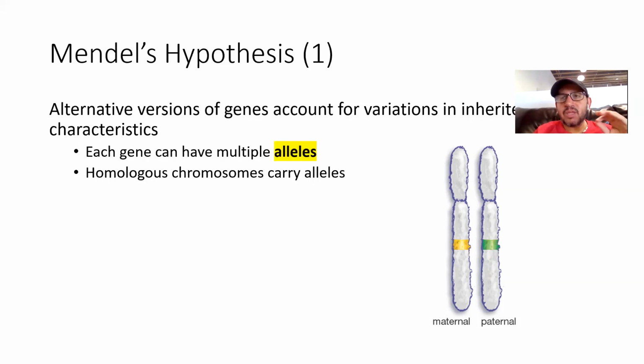So remember, and we know that the homologous chromosomes from what we talked about earlier are going to carry the alleles at the same location. Remember what that's called? Yes, the locus. Remember, it's the locus of the gene. So the maternal chromosome has a certain allele at the specific locus, and the paternal chromosome has a certain allele at the same exact locus.